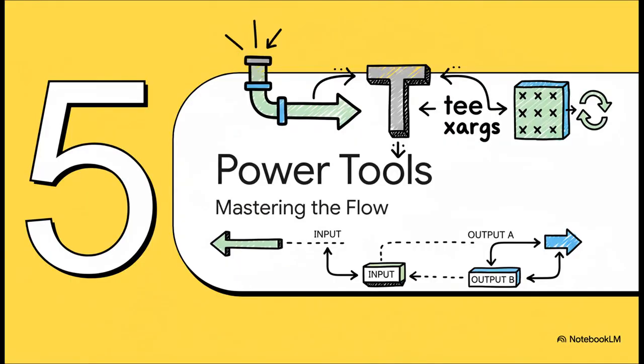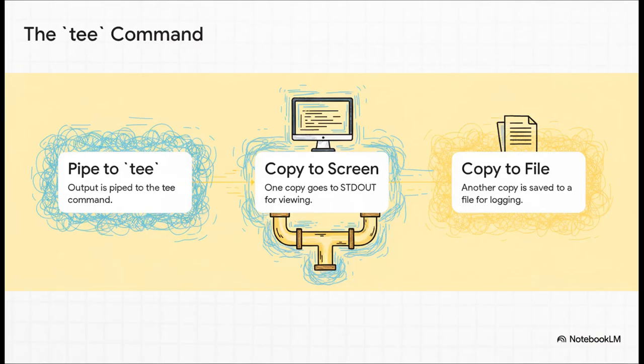All right, now that you've got the fundamentals down, let's look at 2 more utilities that give you even more control over the flow of your data, T and xargs. The T command is really easy to understand if you think about plumbing. It's like a T-joint in a pipe. It splits the flow of data. So you pipe your output into T, and it sends one copy right to your screen so you can see what's happening, and at the same time, it sends another copy to a file for logging. It's awesome when you need to watch a process and save its output.